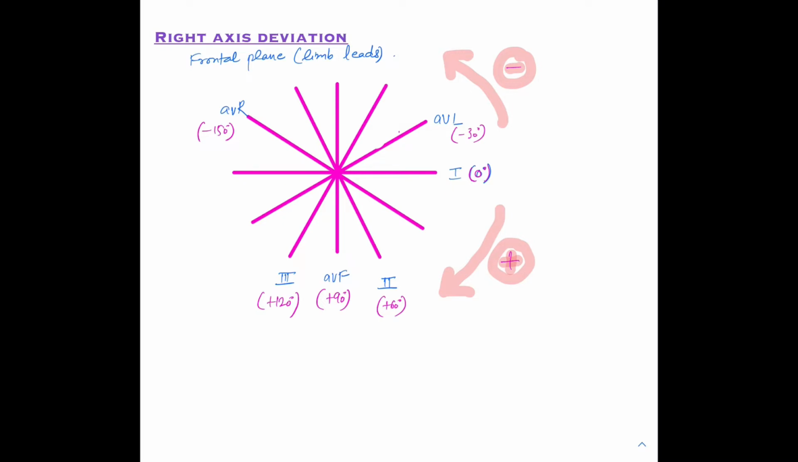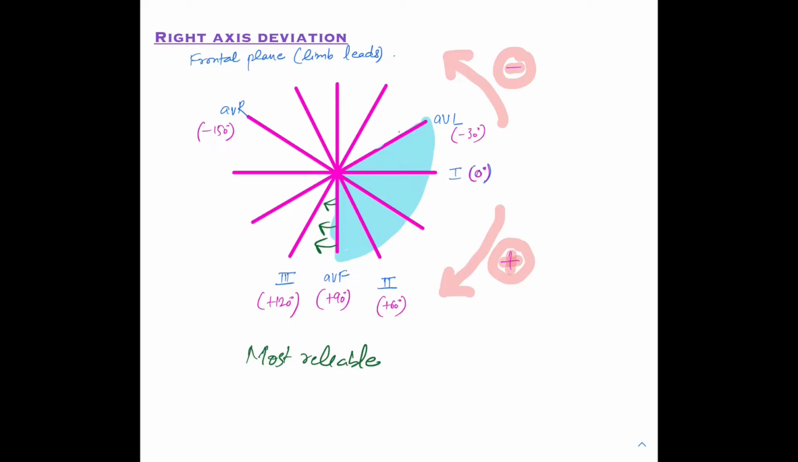Okay, so we know that the normal axis of the heart has to lie between minus 30 degrees and plus 90 degrees. Okay, in case of right ventricular hypertrophy, there is going to be shift in the axis of the heart towards right side. Right axis deviation is one of the most reliable signs in the diagnosis of RVH.